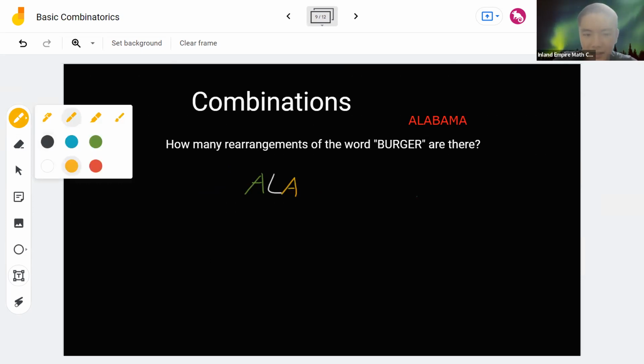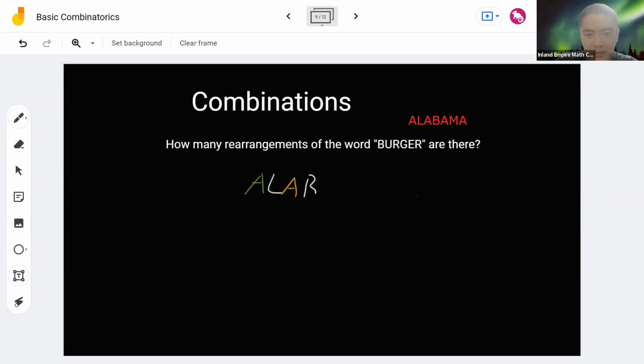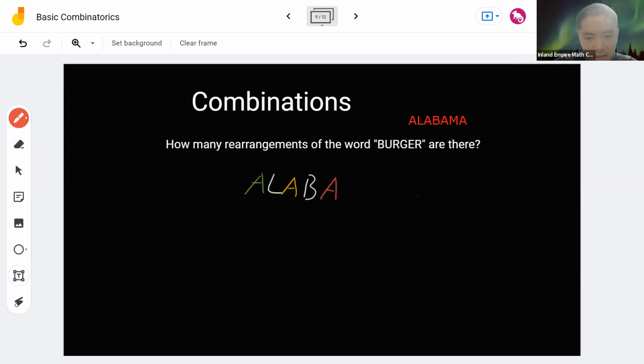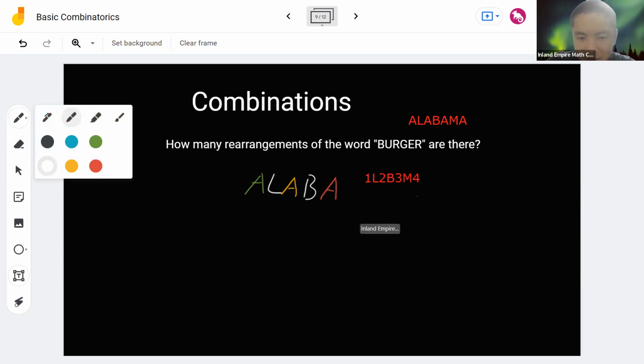So pretend that instead of rearranging Alabama, we're actually rearranging this. Jonathan, I'm gonna write it like this because coloring is gonna take a long time. So you can just chill for a bit.